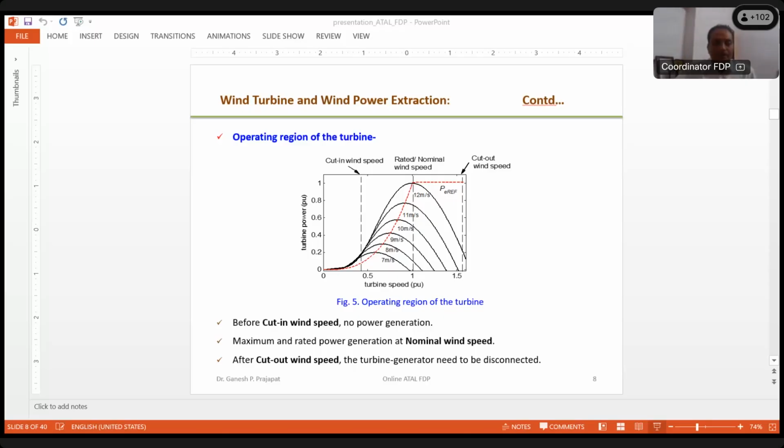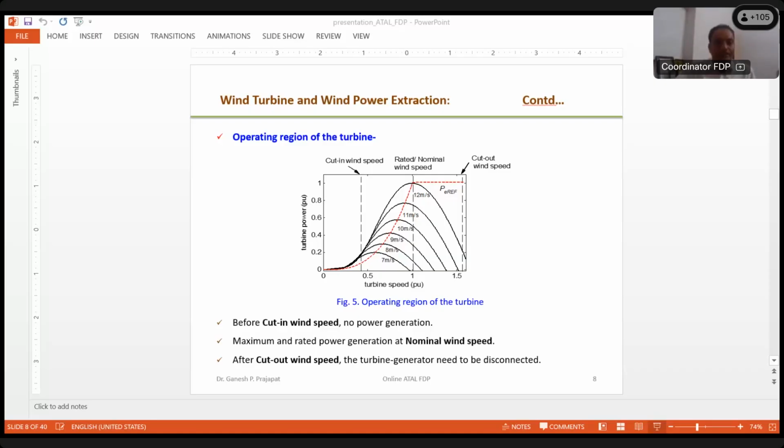So with this kind of generator, I mean the squirrel cage induction generator, the speed of rotation of the turbine shaft should always be greater than the synchronous speed. This condition must be satisfied, and only then can it deliver the power to the grid. So this is one of the problems also. Let's say if the wind speed is very low, then the turbine speed will also be very low, and it may happen that the speed of the shaft will be lesser than the synchronous speed.